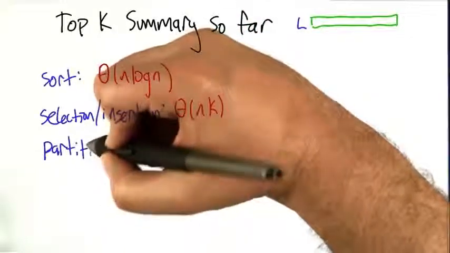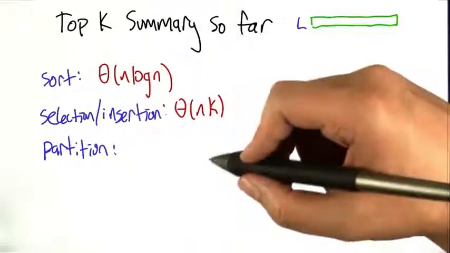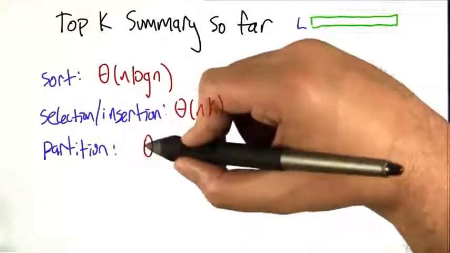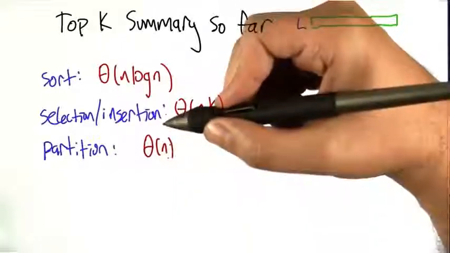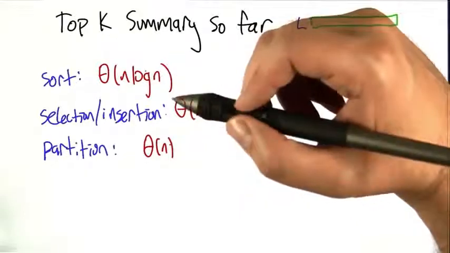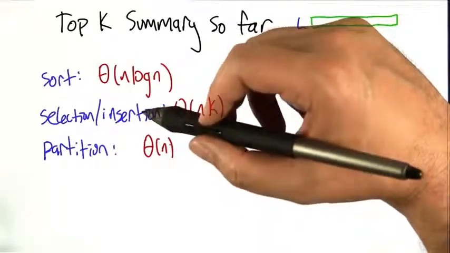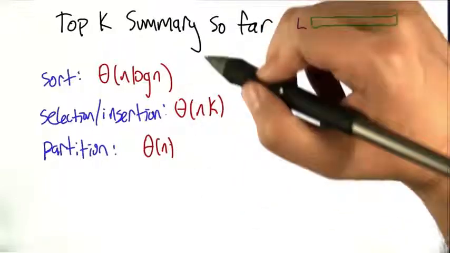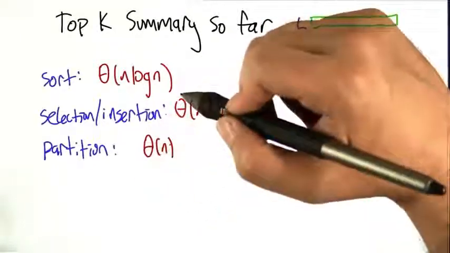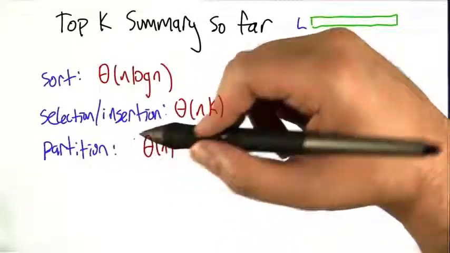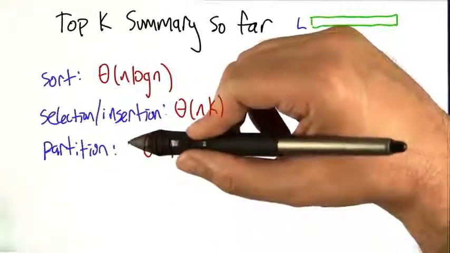But now we have a fourth approach, which uses this partitioning idea recursively to get an expected running time of big theta of n, which is better in the worst case than sorting, and better than selection and insertion for any K other than a constant, and for a constant they come out the same. So this is actually a pretty remarkable algorithm. I haven't found much use for it in practice, but it's nice to know that it's there.